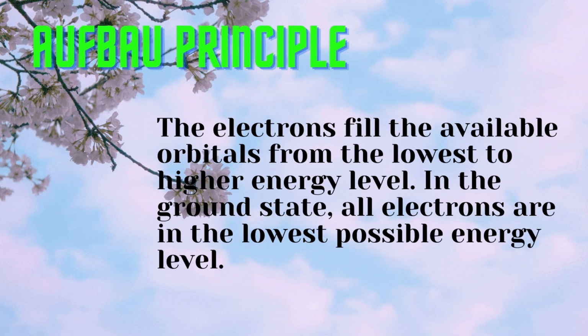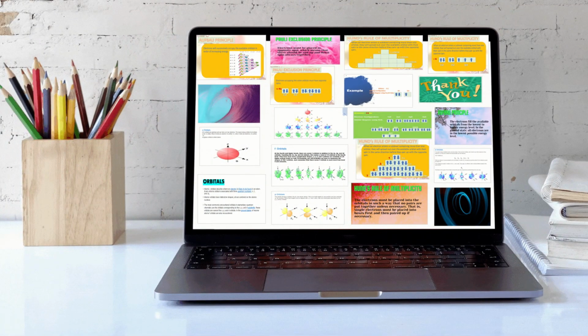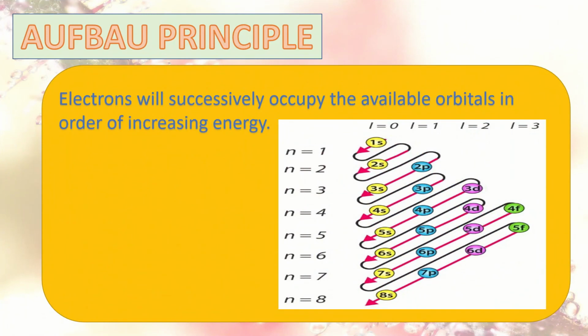Next, let's move on to differentiating the Aufbau principle, the Pauli exclusion principle, and Hund's rule of multiplicity. What is the Aufbau principle? The Aufbau principle states that electrons fill the available orbitals from the lowest to the highest energy level. In the ground state, all the electrons are in the lowest possible energy level. Also, electrons will successively occupy the available orbitals in order of increasing energy level.